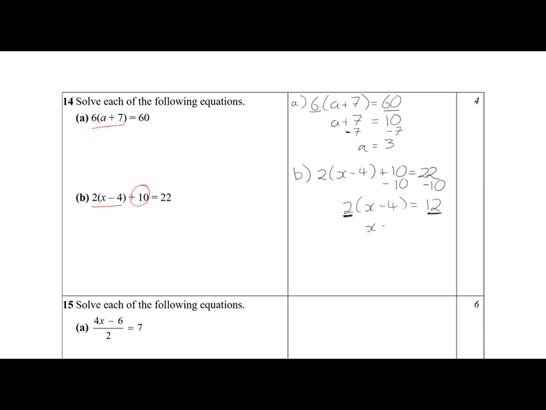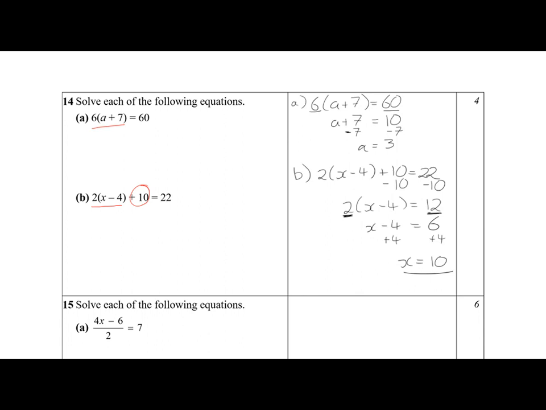On the left, we've got x minus 4, and that is equal to 6. All right, so we know a number take away 4 is equal to 6. What's the number? Well, we do the opposite to taking away 4, which is adding 4. Do it to both sides, so x is 10.